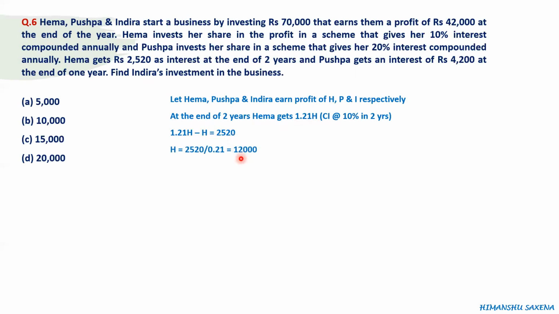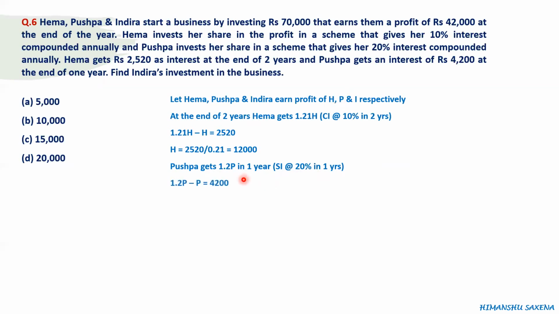Now similarly, we check it for the next candidate, which is Pushpa. Pushpa gets 1.2P in 1 year. She has invested her amount at 20% interest rate only for 1 year, so simple interest at 20% in 1 year. So she will get 1.2P in 1 year. P is the amount which she has earned as a profit from the partnership, and she's investing it in the bank. So she gets 1.2P in 1 year.